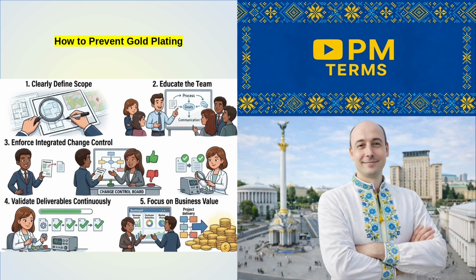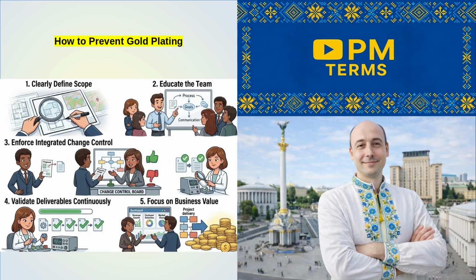How to prevent gold plating? First, clearly define scope. Ensure all requirements are documented, validated, and approved. Second, educate the team. Reinforce that more is not always better, alignment is. Third, enforce integrated change control. Any enhancement must go through formal evaluation and approval.